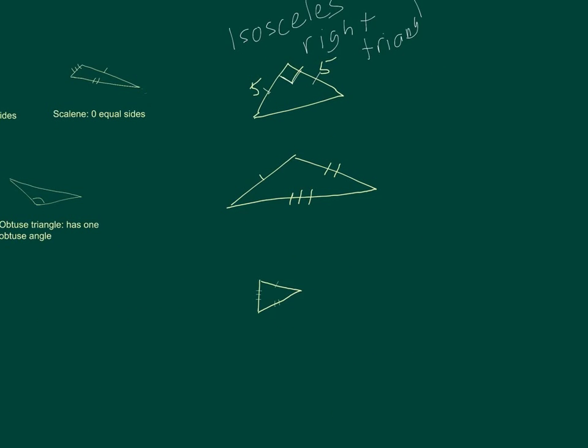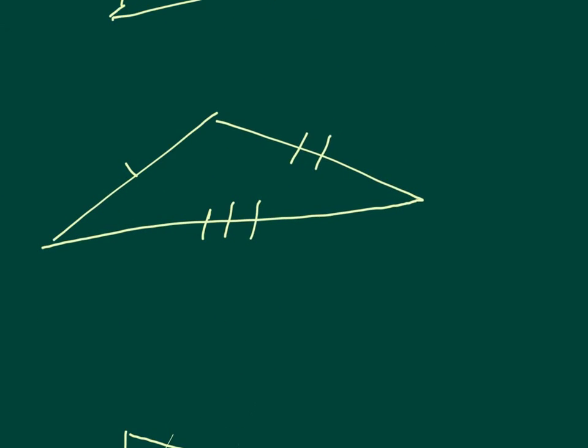And let's come down here to this one, which you can see has 1, and then this side's not equal, and this side's not equal. So they'll have different markings. So 1, 2, 3 sides that are, none of them are equal. So that makes it scalene.